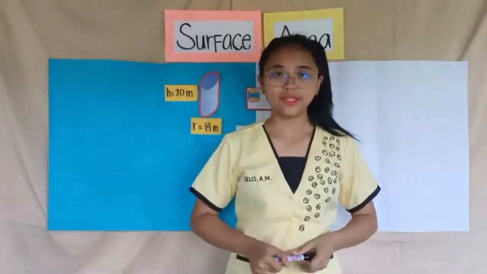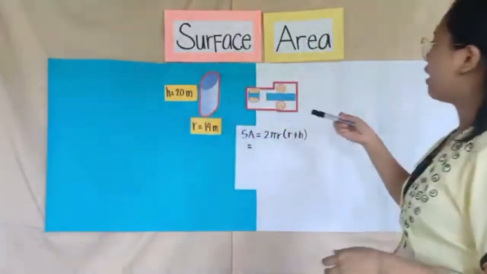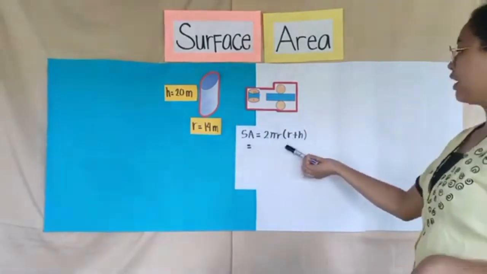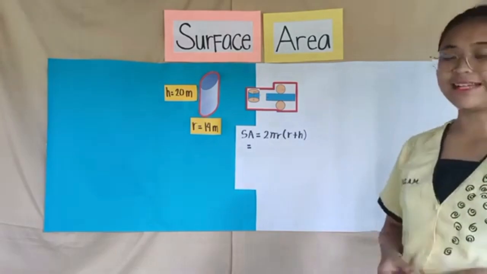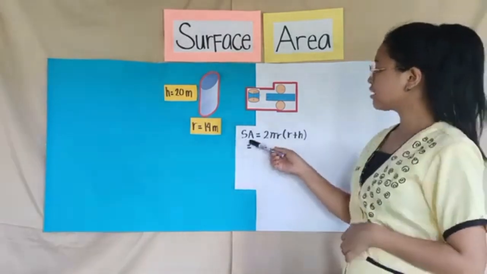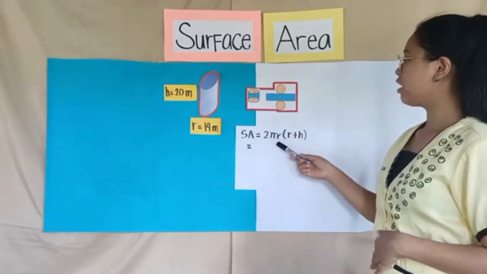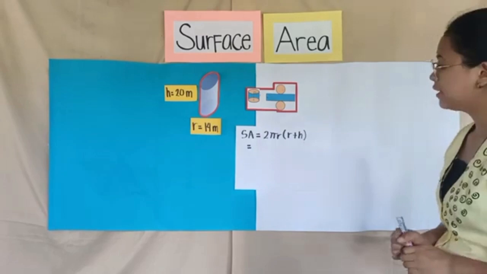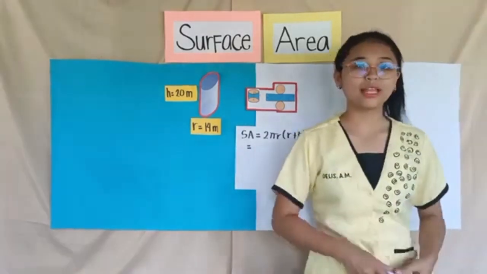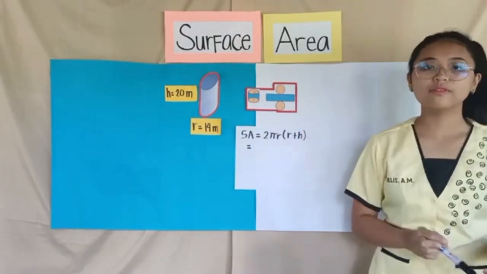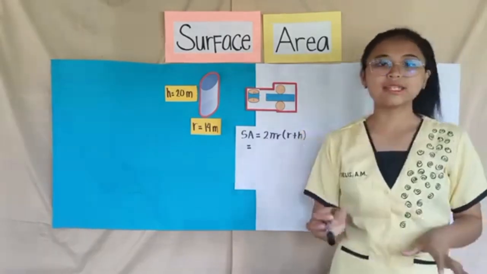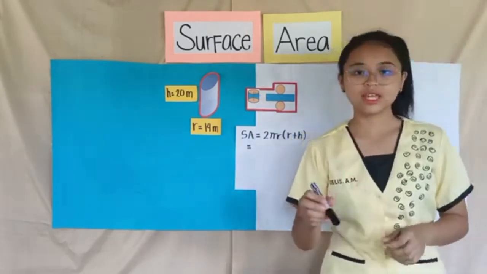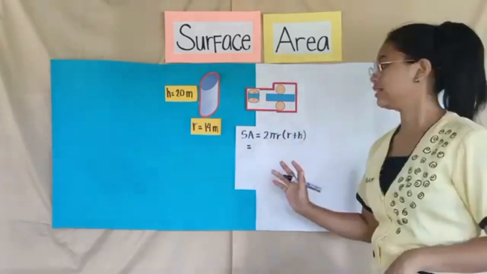We will now move on in getting the surface area of a cylinder. So this is our formula to find the surface area of a cylinder, which is surface area equals 2 pi r times r plus height. Now, take note that use 22 over 7 for pi. Since the radius is divisible by 7, so computation is easier. So let's write it as follows.